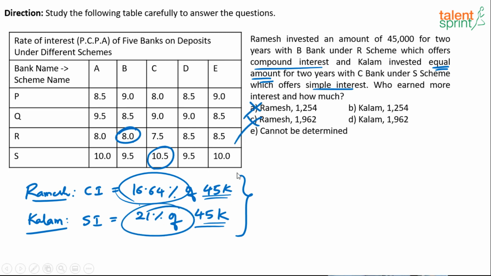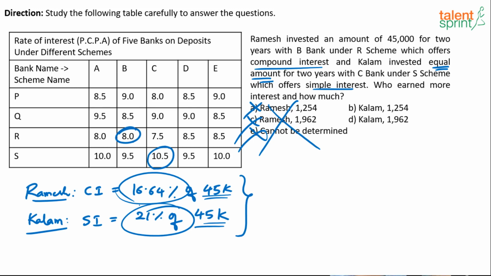So A and C are immediately eliminated. Cannot be determined is also eliminated. Answer should either be B or D. So even if you are solving this question in the last 10 seconds, let's say, you should immediately eliminate A, C, E, and let's say you have to make a guess. You can't solve it. You don't have time to do the calculation now. You should either mark B or D. There will be 50% chance that you are correct, right?